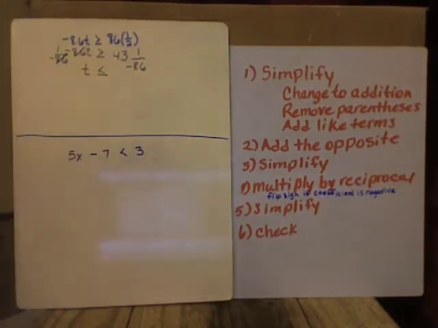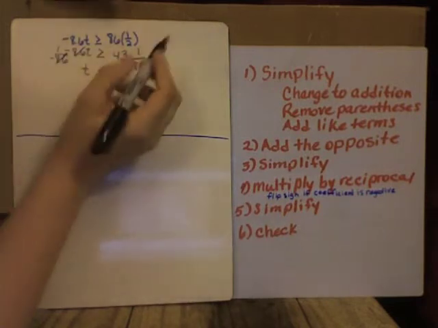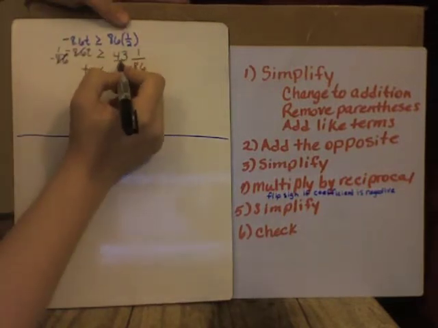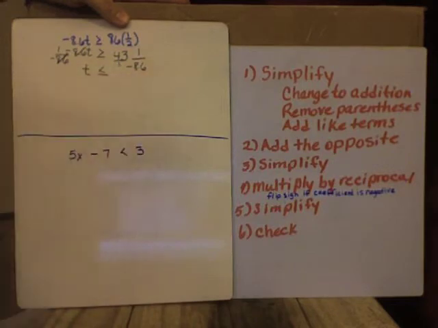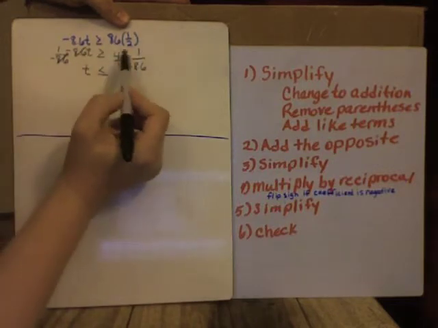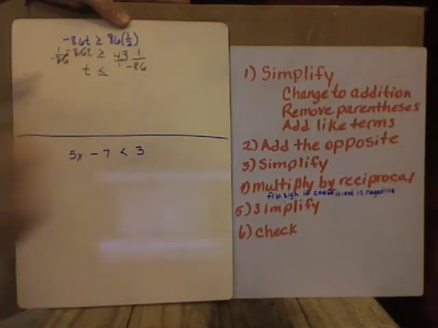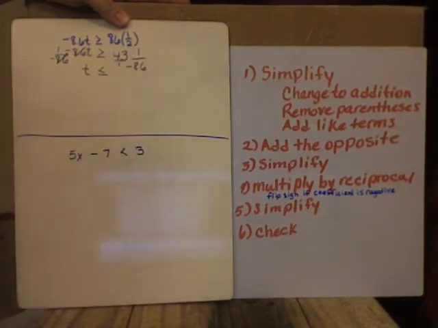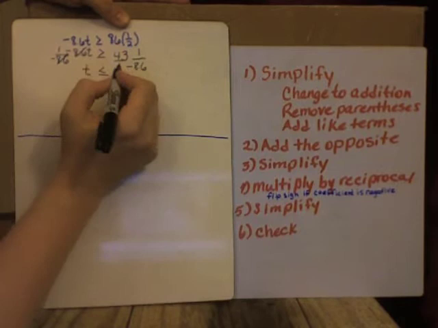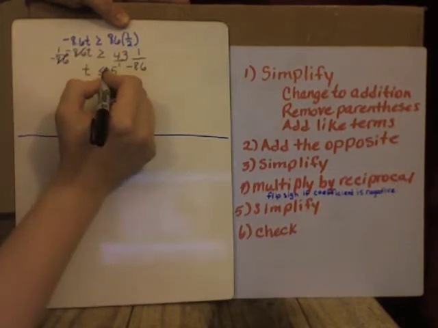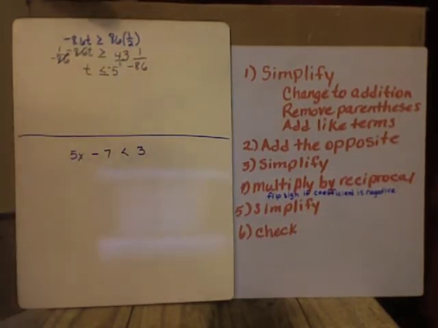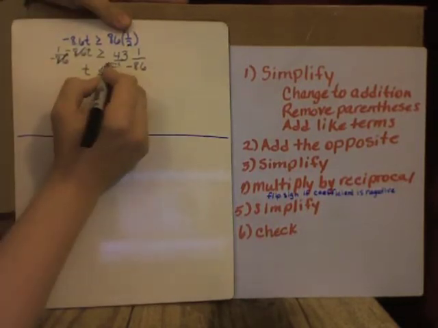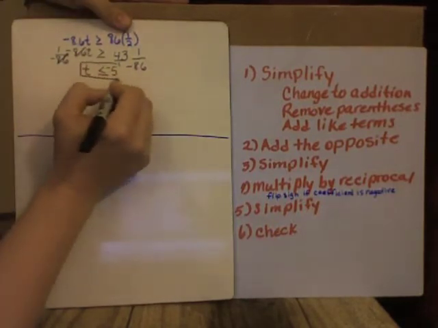On the right side, remember when you multiply fractions that you multiply the tops and divide by what's on the bottom. So 43 times 1 is 43, of course, and then we divide by the bottom. So 43 divided by negative 8.6 is 5. Make that negative 5. Now we have our answer. T is less than or equal to negative 5. So put a box around it.